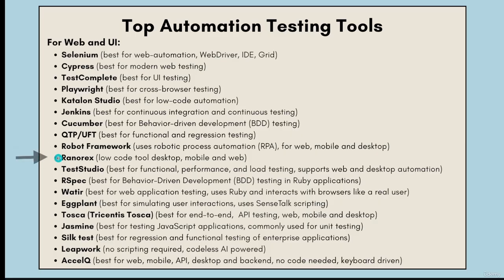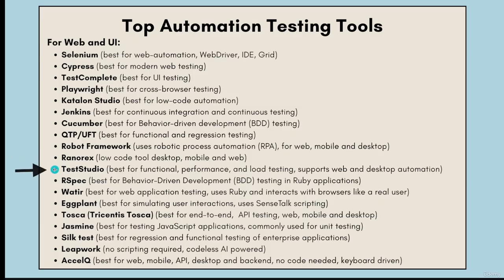Next we have Ranorex. I call it Ranorex. It's best for desktop and web UI testing. It's a commercial type. You can use it for user interface automation for desktop, web, and mobile applications. It supports C# and VB.NET.